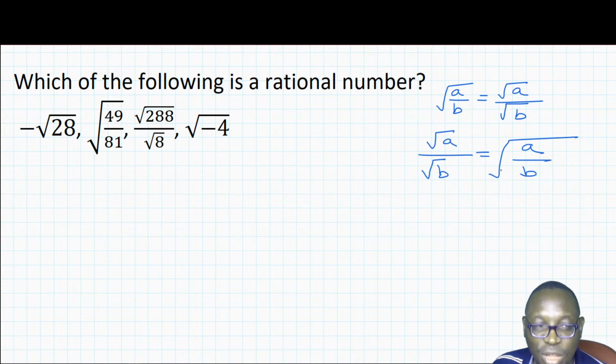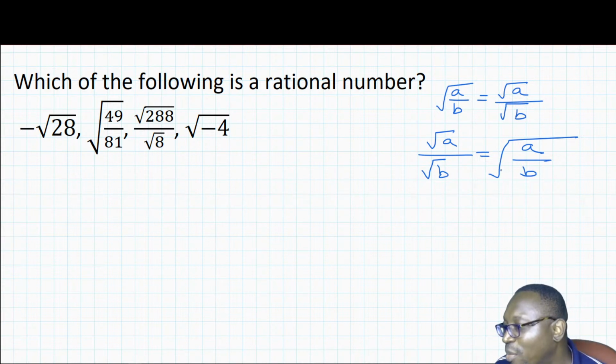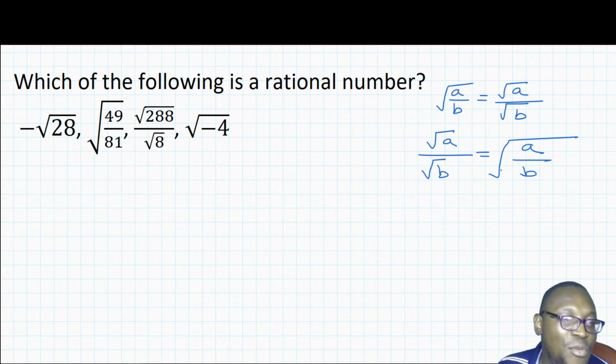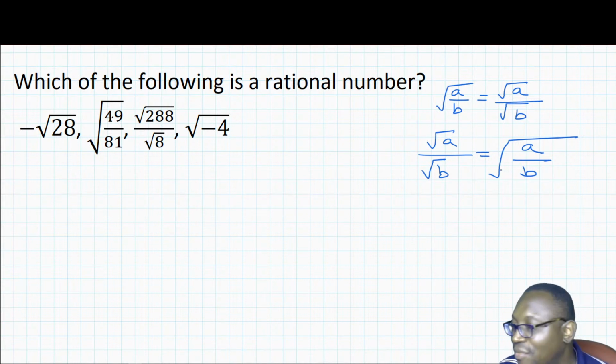We're looking for a rational number. Remember, a rational number is a number that you can express as a over b, where a and b are integers. A and b have to be integers. They could be positive, they could be negative.